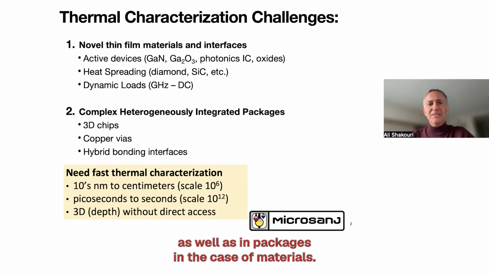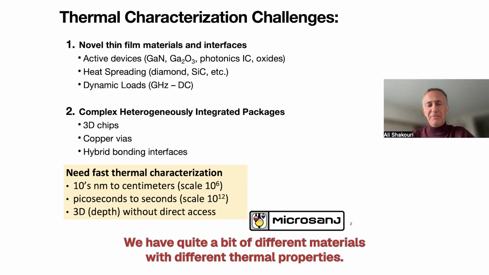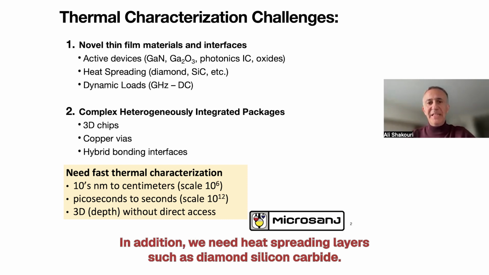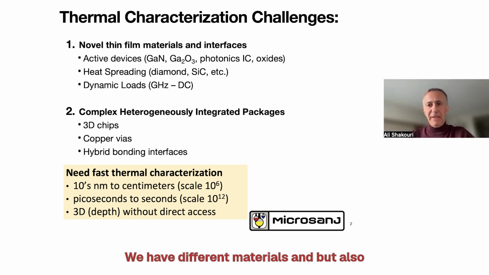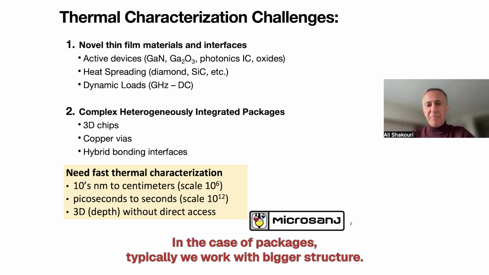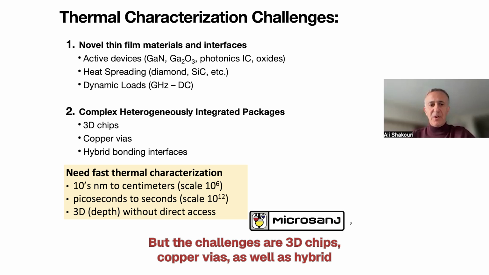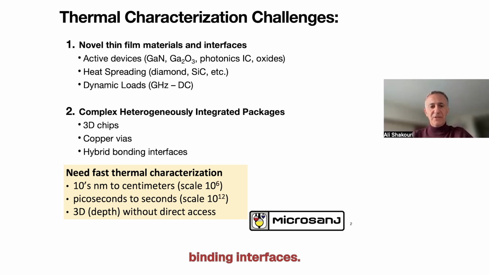well as in packages. In the case of materials, we have quite a bit of different materials with different thermal properties. In addition, we need heat spreading layers such as diamond and silicon carbide. We have different materials, but also the heat transport happens at time scales from gigahertz to DC. In the case of packages, typically we work with bigger structures, but the challenges are 3D chips, copper vias, as well as hybrid bonding interfaces.